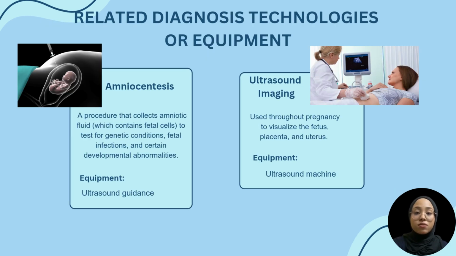Related diagnosis technologies or equipment. First is amniocentesis, a procedure that collects amniotic fluid, which contains certain fetal cells, to test for genetic conditions, fetal infection, and certain developmental abnormalities. The equipment is ultrasound guidance. And the last one is ultrasound imaging. It is used throughout pregnancy to visualize the fetus, placenta, and uterus. The equipment we use is an ultrasound machine.